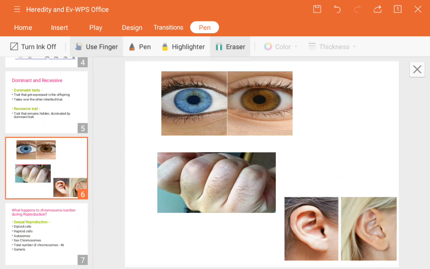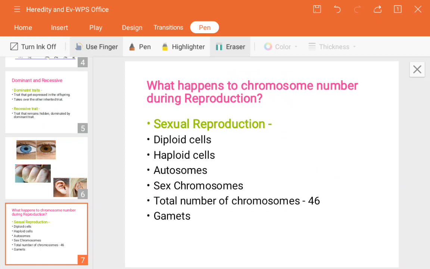Now next, what happens to the chromosome number during reproduction? See guys, the same thing again came here, reproduction. These things are related to reproduction only, because the whole transmission takes place through reproduction. If the parents have the characters, then only the baby will get them directly. So now see here, in sexual reproduction, to understand what happens to the chromosomes, first of all we must know a few terms.